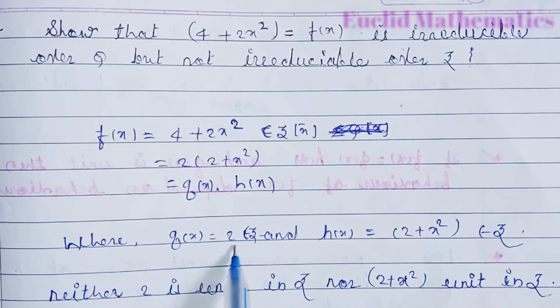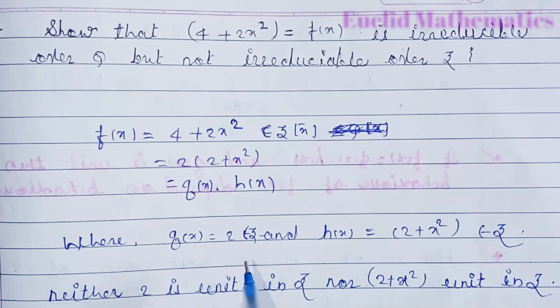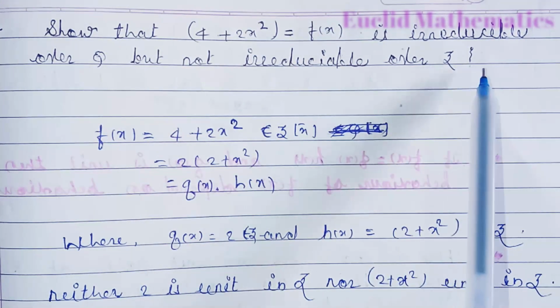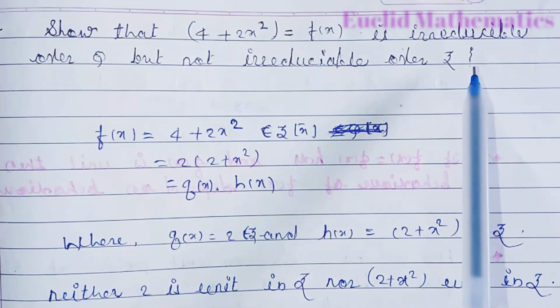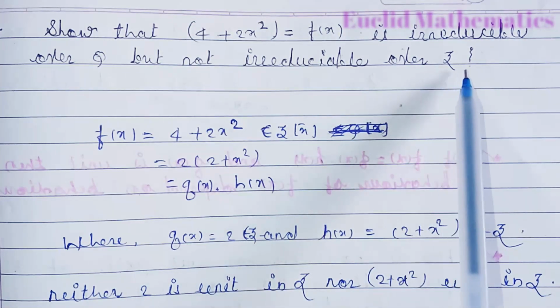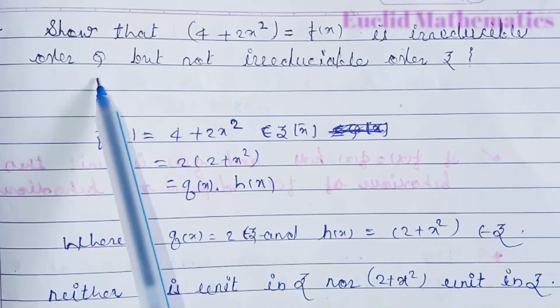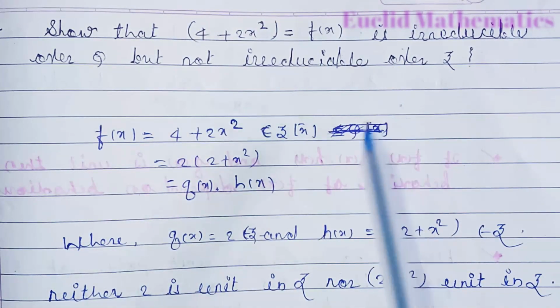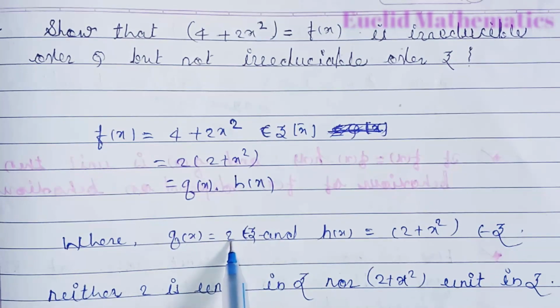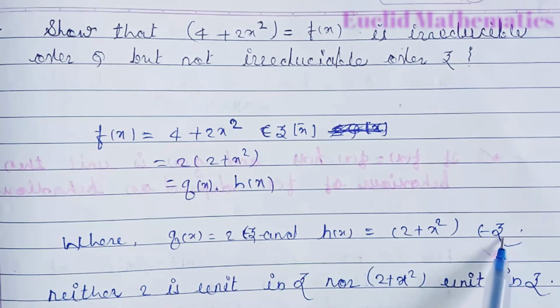But not in z. Why not in z? 2 has the multiplicative inverse 1 by 2, which does not belong to z. Integers do not include 1 by 2. So it is not a unit element in z, but it is a unit element in q. So obviously it is irreducible over q, but not irreducible over z. So you can see that g of x is equal to 2, which belongs to z, and h of x is 2 plus x square, which also belongs to z, but neither 2 is a unit nor 2 plus x square is a unit. Why is it not a unit?